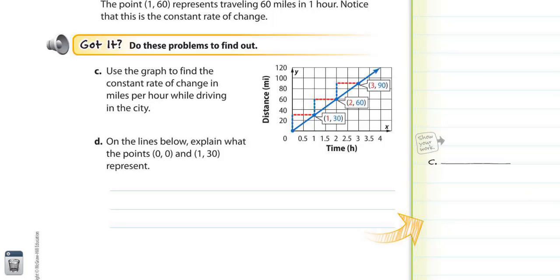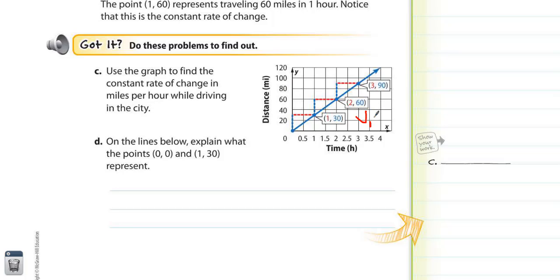All right, let's look at the got it problem. We'll start with the graph. Use the graph to find out the constant rate of change. So again, (0, 0), that makes sense. I travel for an hour, I go 30 miles. I travel for 2 hours, I go 60 miles. I travel for 3 hours, I go 90 miles.